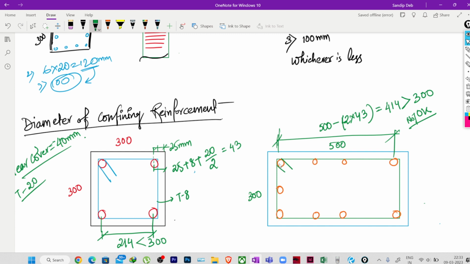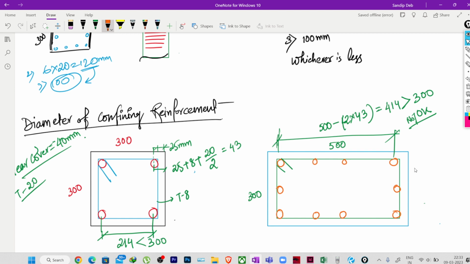Suppose in your column, if you provide this dimension, and you provide reinforcement only at these ends, then there is no requirement of intermediate reinforcement. With this reinforcement only, suppose this particular part is not there, then it is still passing. Obviously we will not provide this, because in that case we would be reducing the size.